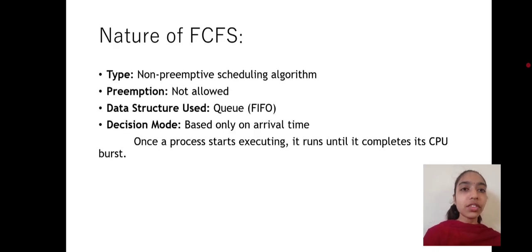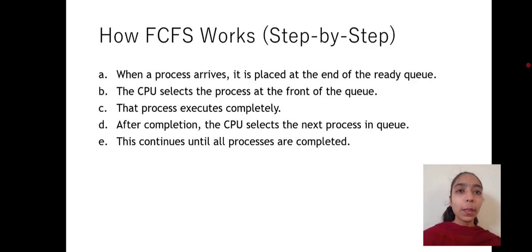Nature of FCFS. Its type is non-preemptive scheduling algorithm. Its presumption: it is not alert. Data structure used: queue. It follows FIFO, that is first in first out, in the queue form. Decision mode is based only on arrival time. Once a process starts executing, it runs until it completes its CPU burst. It does not stop in the middle.